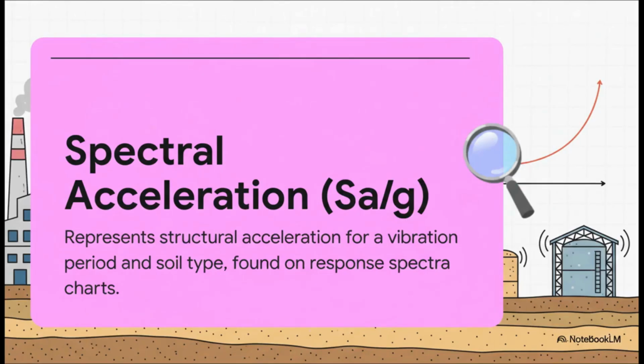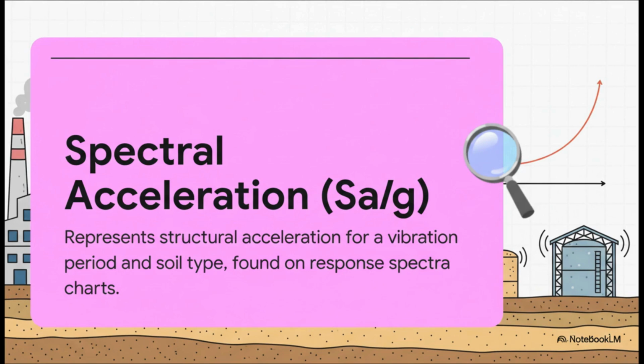And our last variable is Sa/g. This is where the physics of the earthquake meets the physics of your specific building. See, every structure has a natural rhythm, a period of vibration, the time it takes to sway back and forth. If that natural period happens to match the rhythm of the earthquake shaking, you get resonance. It's like pushing a kid on a swing at just the right time. They go higher and higher.